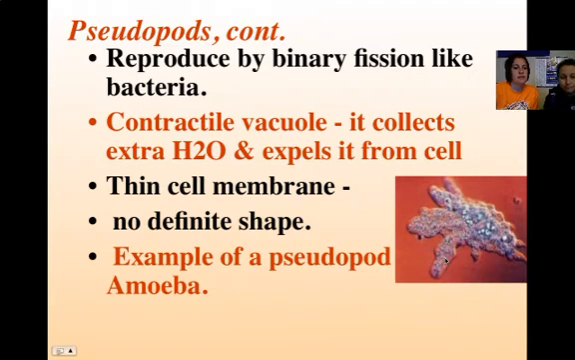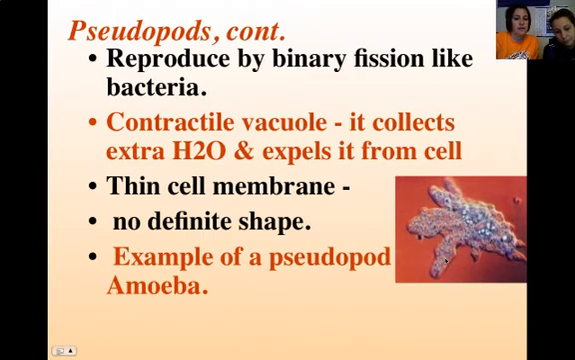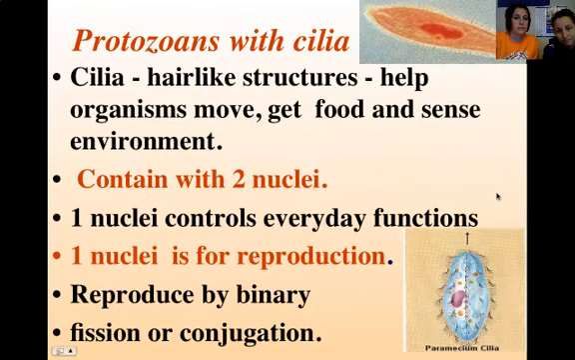Okay, pseudopods can reproduce by binary fission just like bacteria. They do have a contractile vacuole which collects extra water and expels it from the cell. So it does have a cell membrane that has no definite shape. You saw in all the pictures you've seen of these pseudopods, they have very odd shapes. An example would be the pseudopod amoeba.